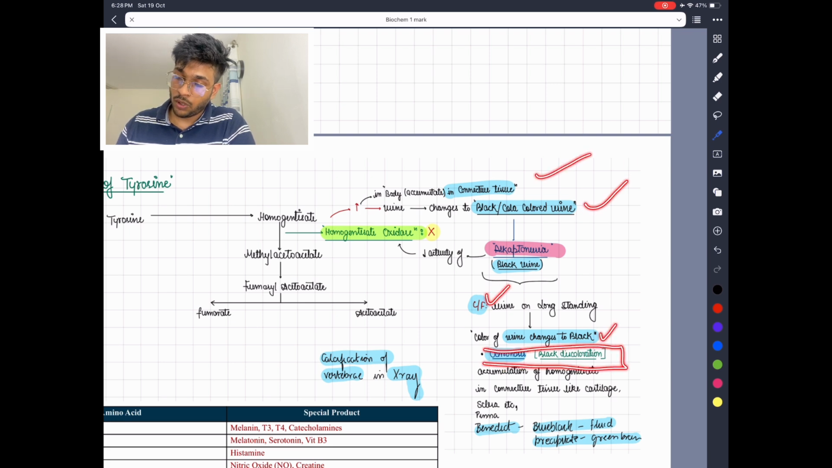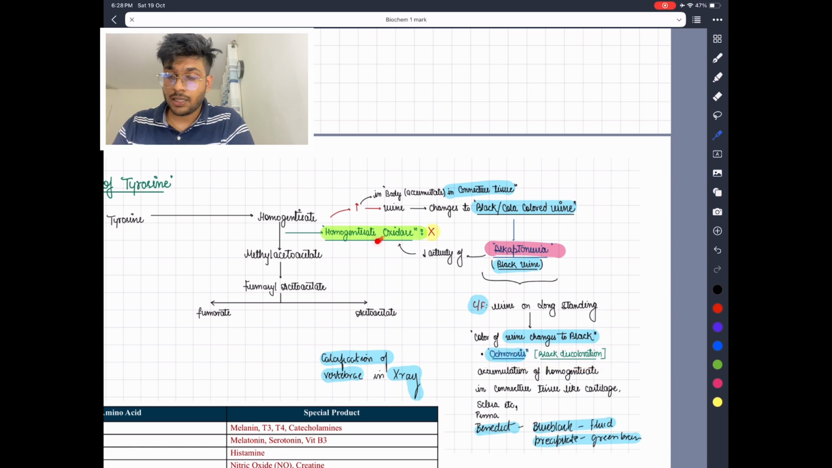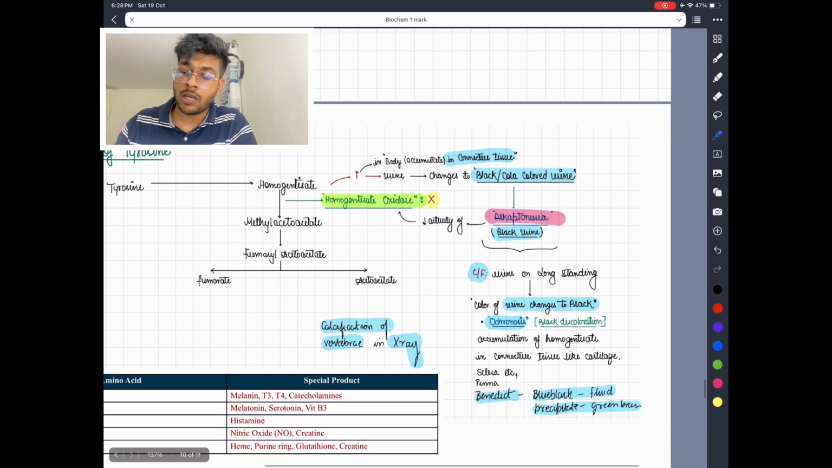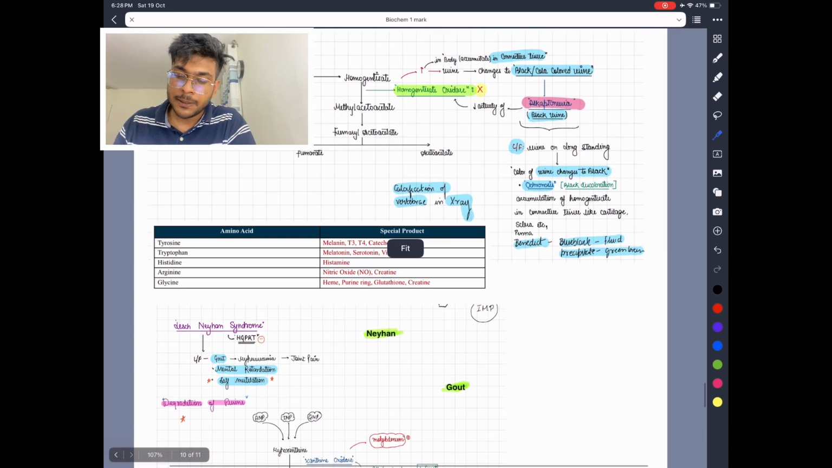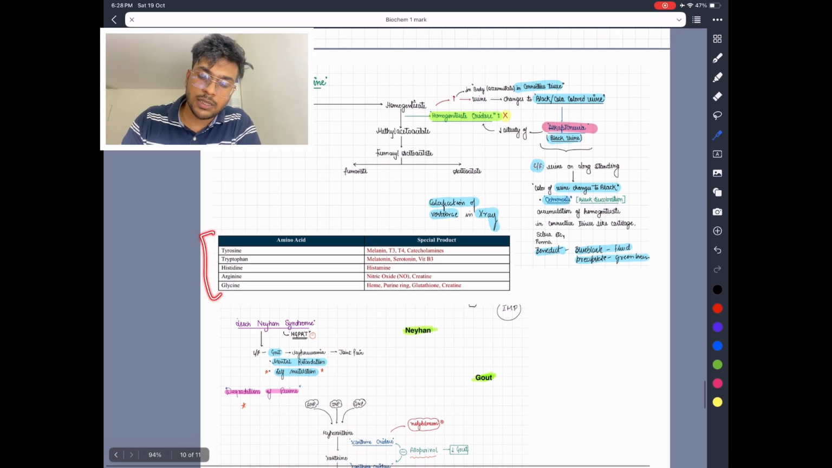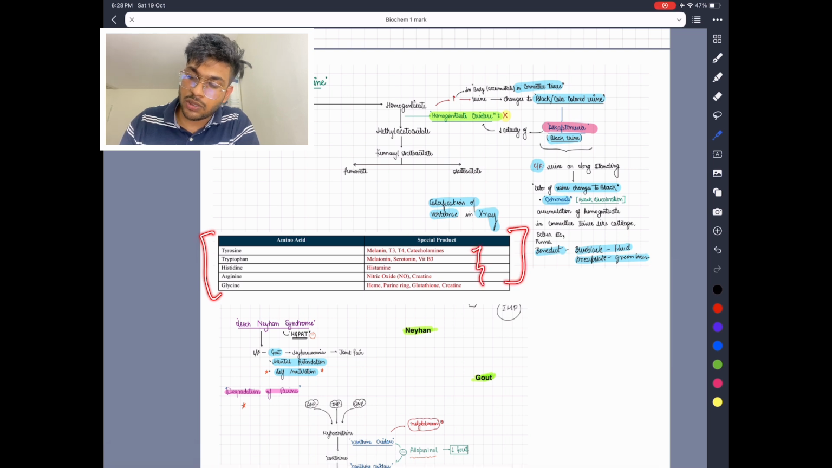What is ochronosis? Ochronosis is basically the same thing, deposition of the same pigment into the connective tissue or the tissues. It gives a black discoloration. If it can give black discoloration to the urine, it can give the same to the tissues as well. Also, it can cause calcification of vertebrae on the x-ray. So there is that. I have added this table, whatever I taught before, because this will be quick for you to remember.